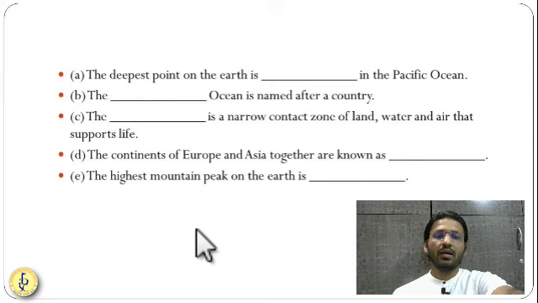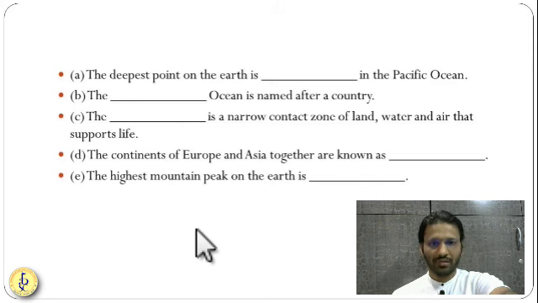Very, very simple. Then again, you have fill in the blanks. You can consider them as MCQs. Here, what is the name of the deepest point of the earth? Then, dash dash ocean is named after the country. Very simple. Then, dash dash is a narrow contact zone of land, water and air which supports life. That also we have seen on the previous slide. Then, the continent of Europe and Asia together is known as, very simple, that also we have seen. The highest mountain peak of the earth, very, very simple, that also we have seen.